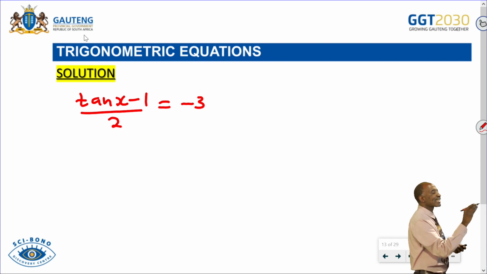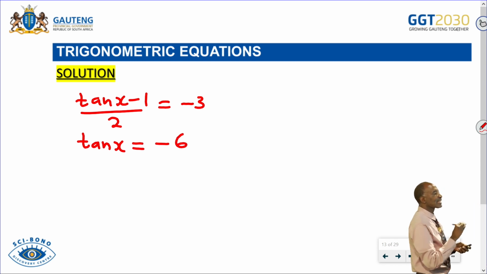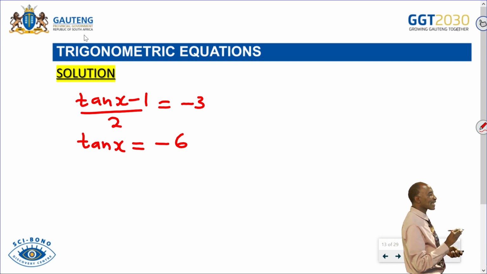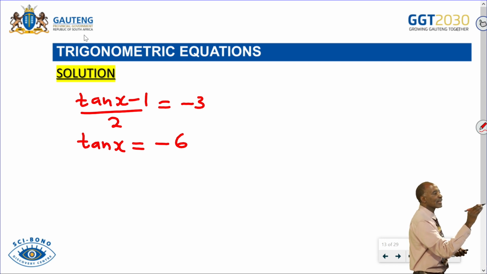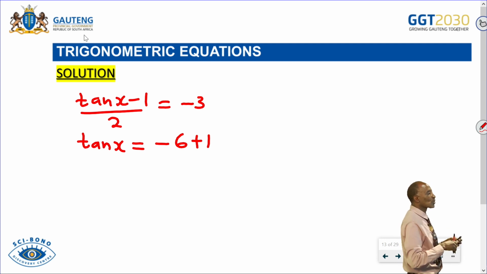So first things first, I'm going to cross multiply. I will have tan x minus 1 equals negative 6, multiplying both sides by 2. We're using the multiplicative inverse of half, which is 2. Then there is a minus 1. Let me add a 1 there. Okay, tan x is equal to negative 6 plus 1. We have transposed the 1.